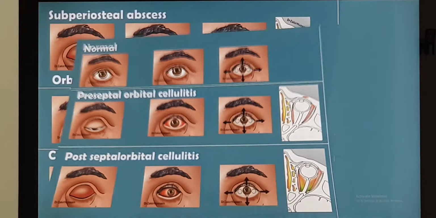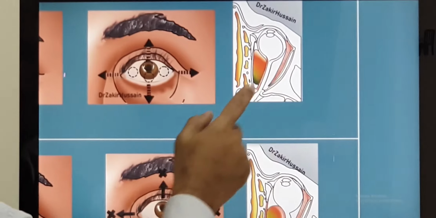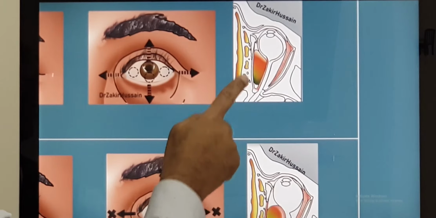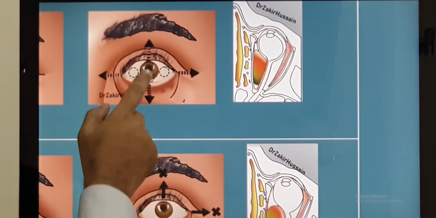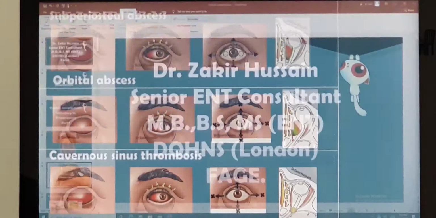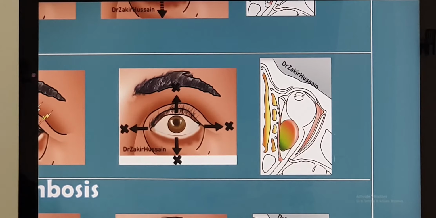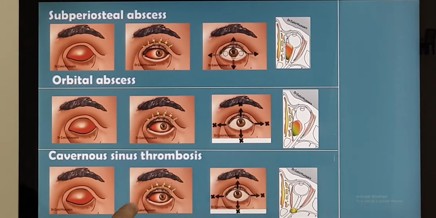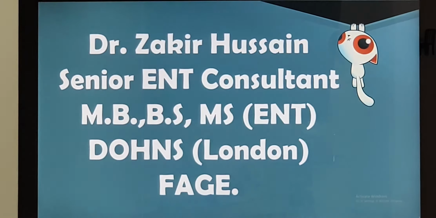In case it is a subperiosteal abscess, the CT scan will show an abscess inside the orbit confined to one area, which is subperiosteal. And if it happens to be an orbital abscess, you have abscess formation within the orbit. And the last stage is cavernous sinus thrombosis. To diagnose it, we need not only a CT scan with contrast, we need to do an MRV.